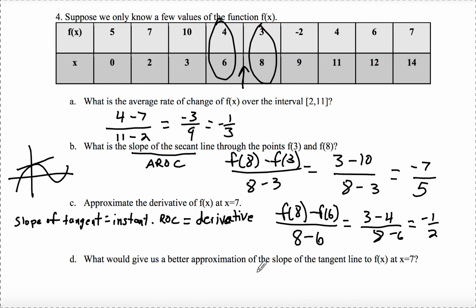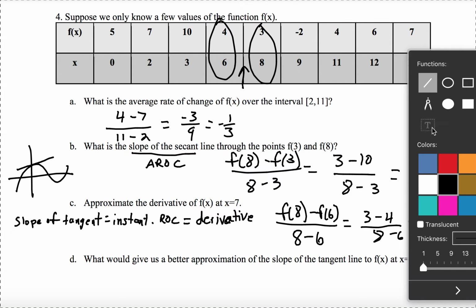Now, what would give us a better approximation of the slope of that tangent line? If we somehow wanted to get a better approximation of the slope right at 7, not using two nearby points like 6 and 8, what would give us a better approximation of the slope of the tangent line at x equals 7? Think about that for a second.